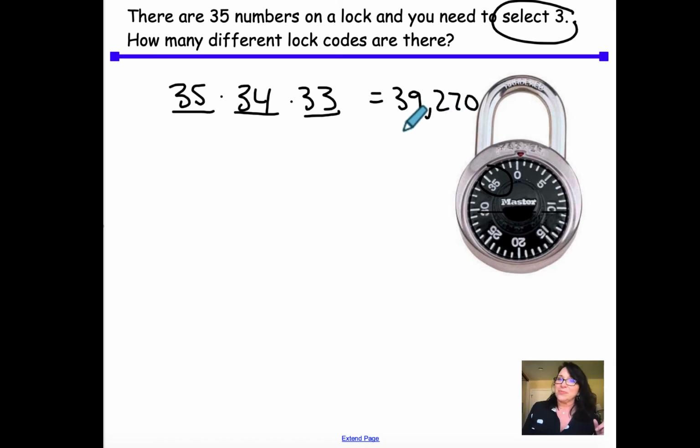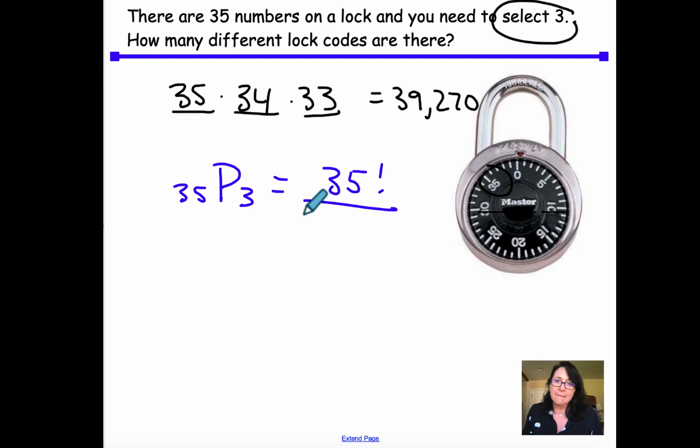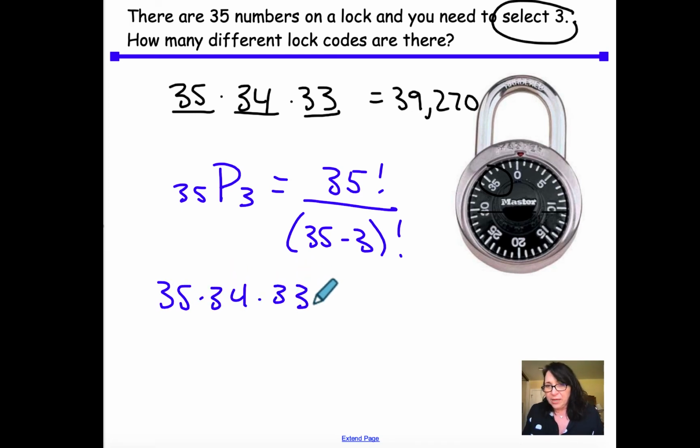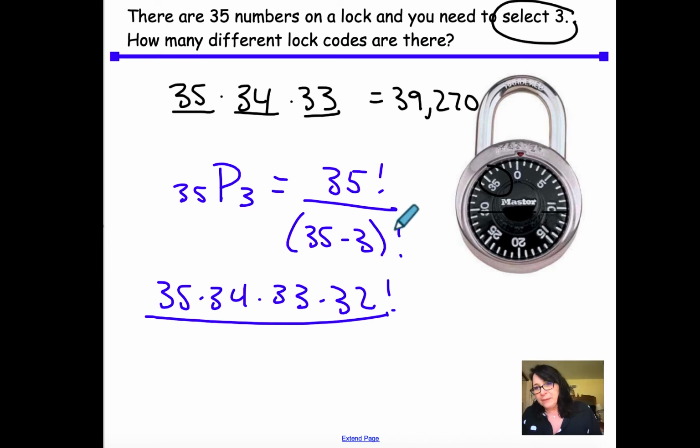Okay, now assuming that this is the way that the order matters and I can't use the same number, another option of writing this is 35 permutations of 3. So the way you would write that is 35 factorial over (35 minus 3) factorial. So it would be 35 times 34 times 33 times 32, and this is factorial because that's just going to keep going on. And 35 minus 3 is 32 factorial, right? So that is actually going to replace that.